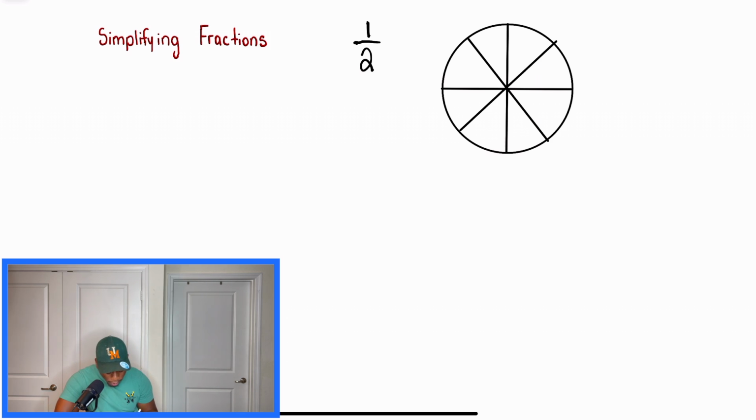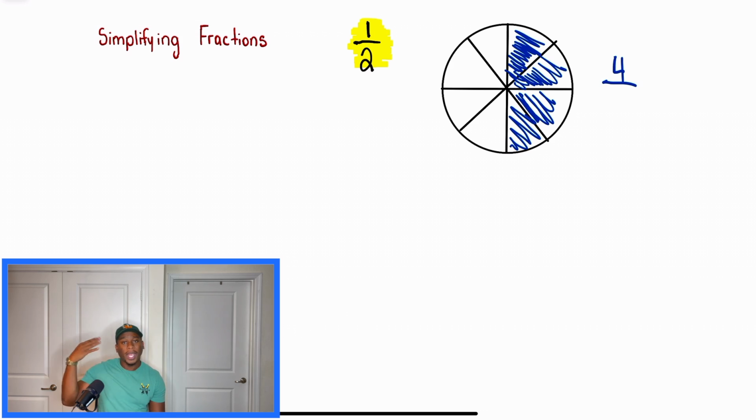So when we look at 1/2, we're going to use 1/2 as an example. We can't make this smaller, but let's look at another picture of what 1/2 looks like. Let's say this is a pizza, and I ate 4 slices. So we shaded in 4 slices. I know it doesn't look all good, but that's fine. We ate 4 slices, and we know there were 8 total slices.